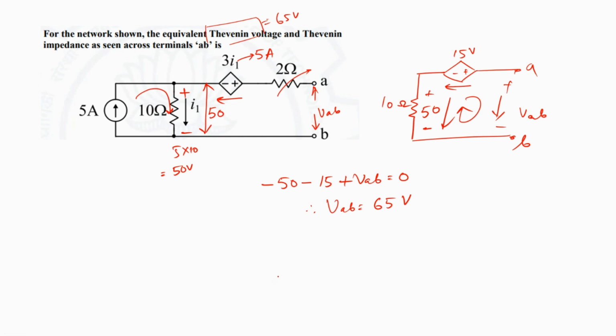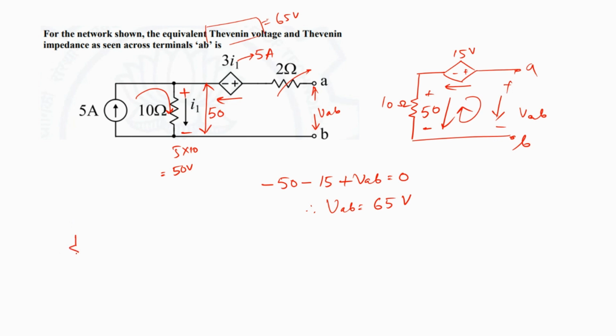Now, in order to compute the Thevenin's impedance across the terminal AB, we see that there's a dependent source over here. Therefore, we need to use the test source method. So what do we do now? This 5 amps is an independent current source, so I can open circuit it.